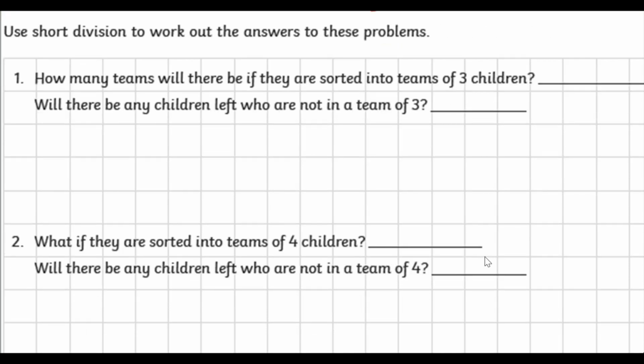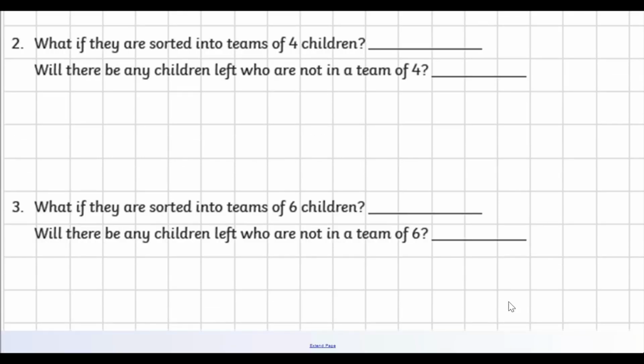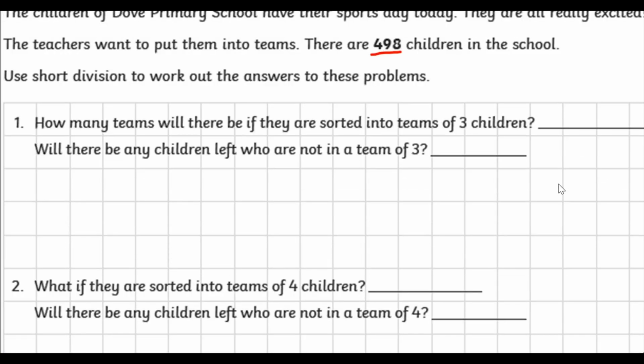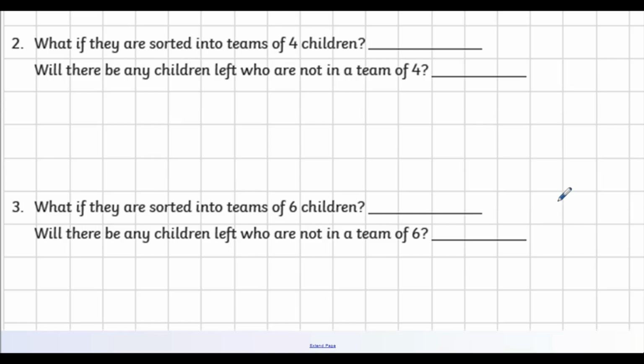And I'm going to scroll down to your second question here. Let's keep scrolling. Okay, so these are your next 2 questions. It then says, what if they are sorted into teams of 4? So you're dividing that number by 4. Will there be any children left who are not in a team of 4? And then third question, what if they are sorted into teams of 6 children? Will there be any children who are not in a team of 6? Chili 3, you need to divide 498 by each of these numbers. So number 1 was a 3, this was 4, number 3 was 6, and number 4, if it's going to scroll down. Oh no, we just had 3.